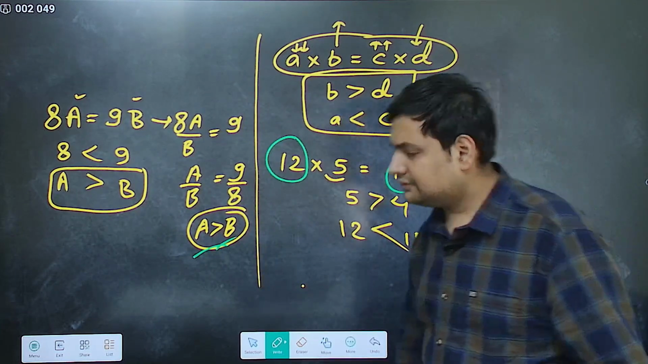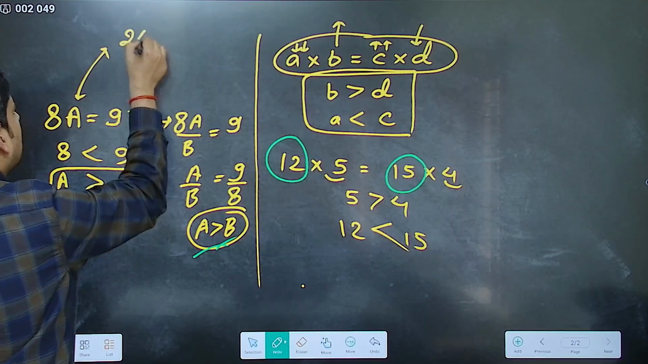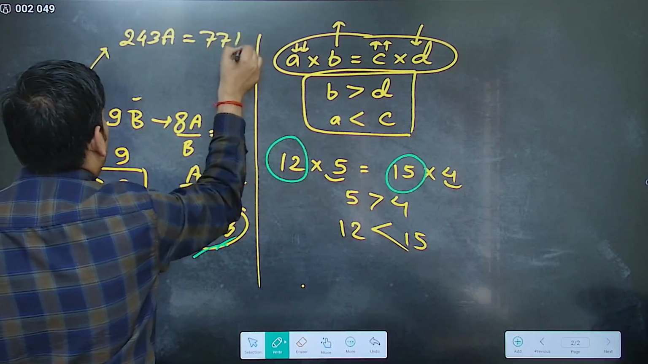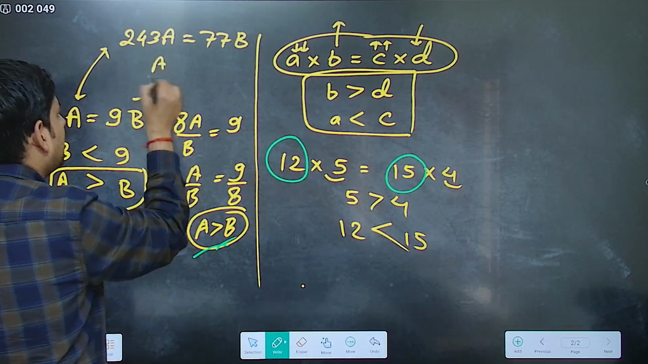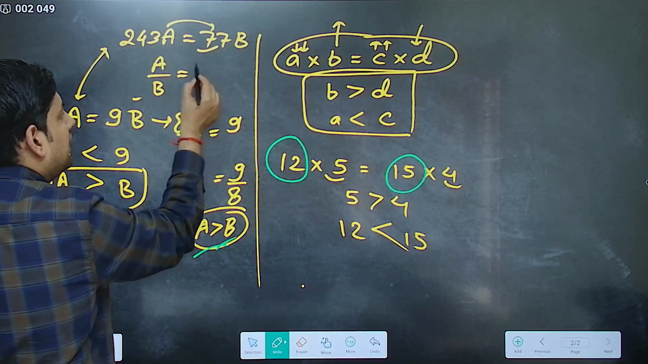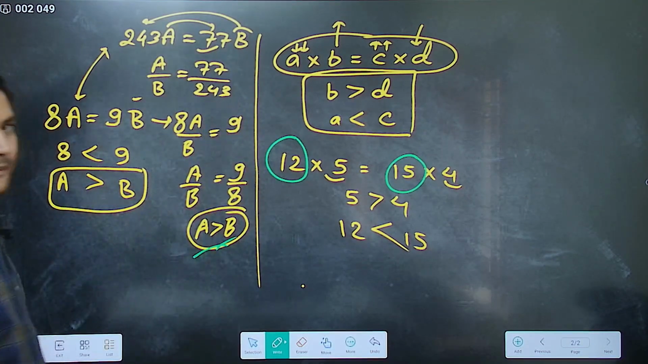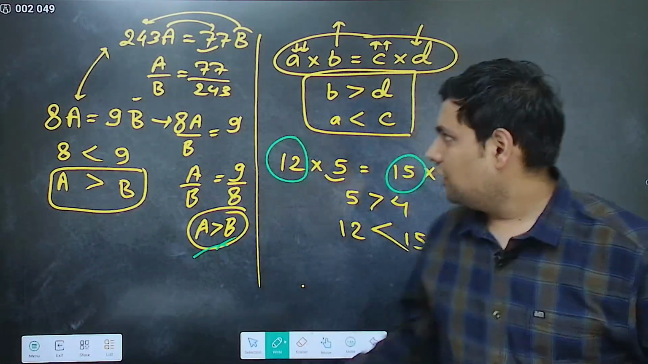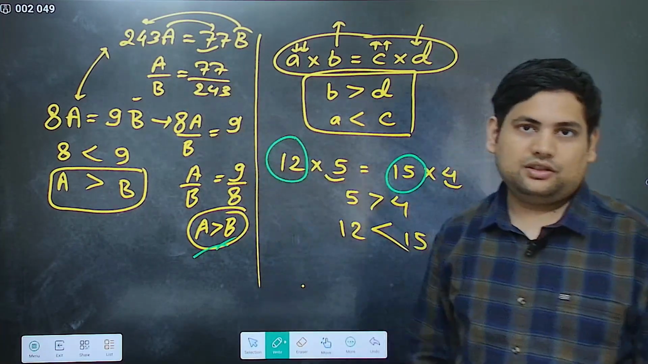Okay, that is why, whatever is written now, if I see anywhere, let's say 243A is equal to 77B, I know what A by B will be. Directly you tell me A by B will be, in place of A I will get the opposite one, that is 77. In place of B I will get the opposite one, that is 243. That's it. So from this you directly write this instead of thinking anything else. If this is written like this, then A by B will be just the opposite of each other.